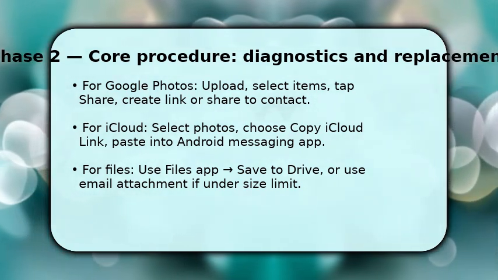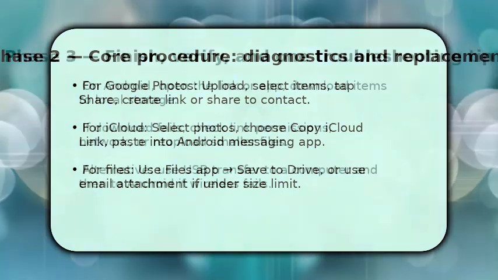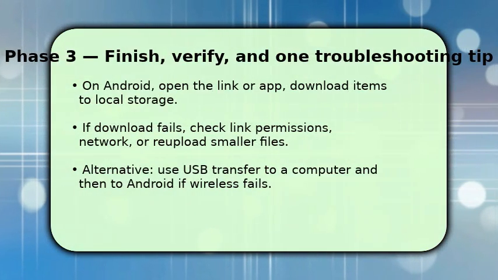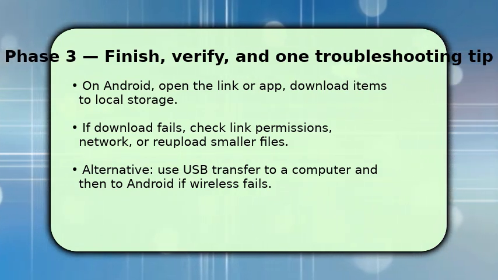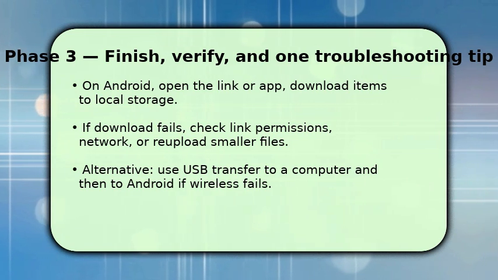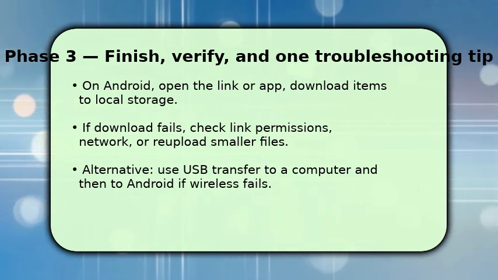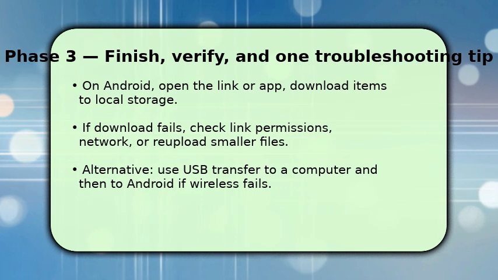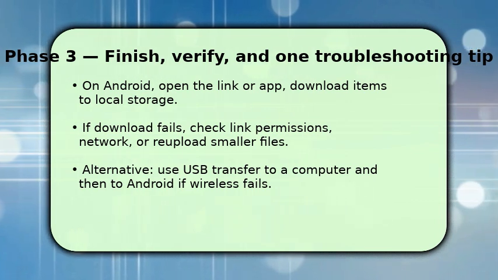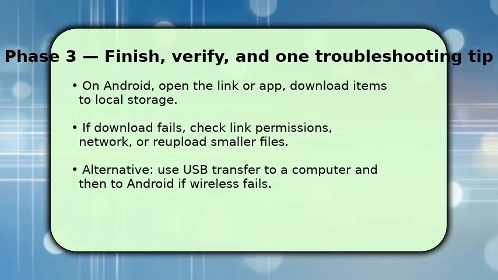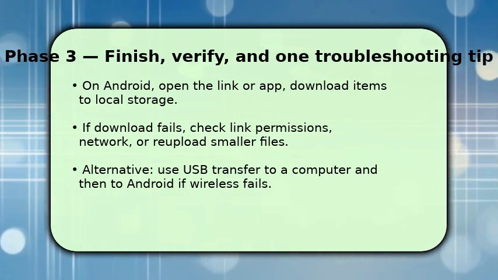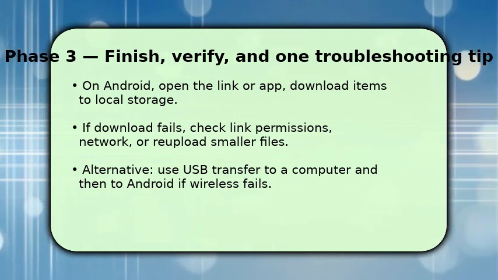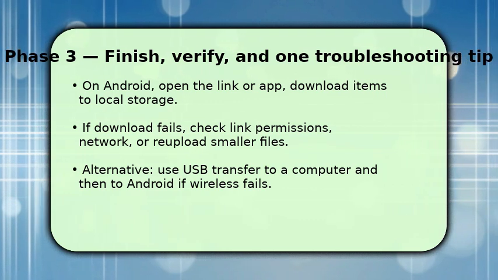Finish by having the Android device open the received link or app and download the files into local storage. On Android, move items from downloads to Photos or Files as needed. If something fails, first check that the link permissions allow anyone with the link to view, then confirm both devices have working Wi-Fi. If large files time out, reupload compressed versions or use a wired USB transfer via a computer. One key tip: toggle airplane mode off and on.